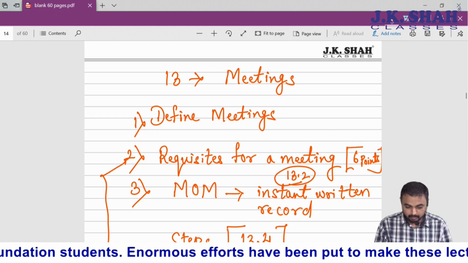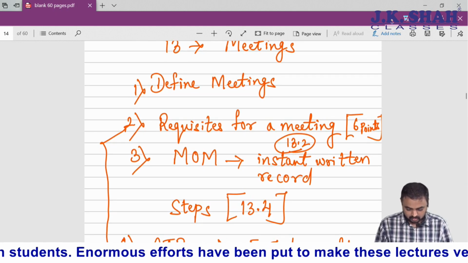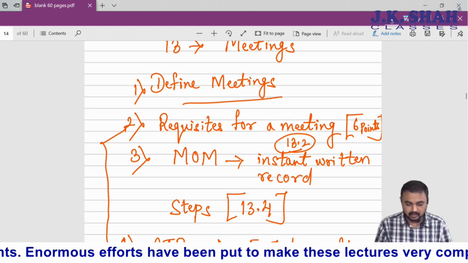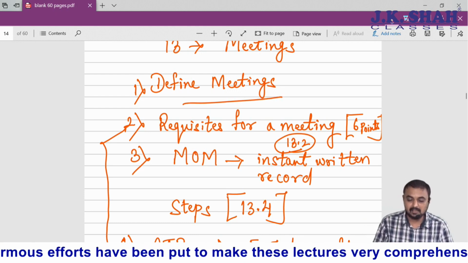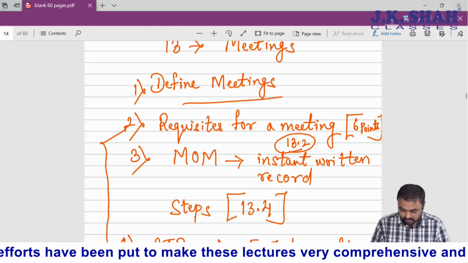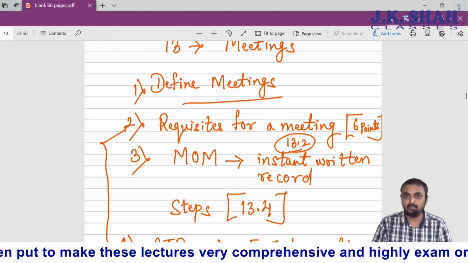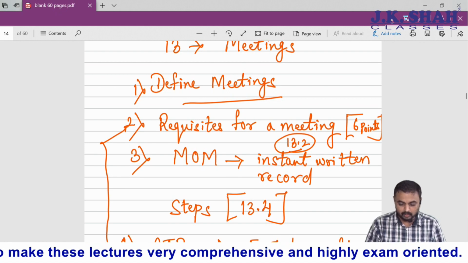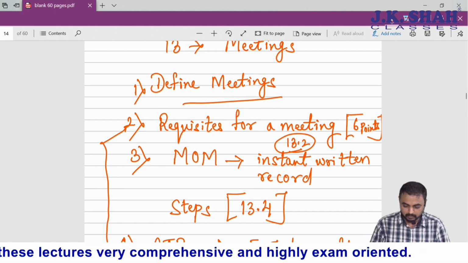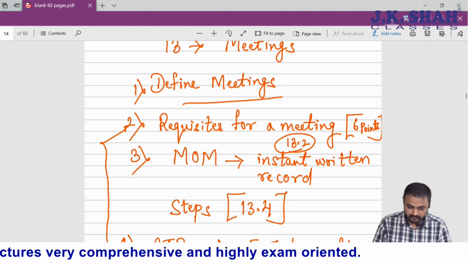Topic number 13, meetings. First one, that is define meetings. According to Business Dictionary, a meeting is defined as formal or informal deliberative assembly of individuals called to debate certain issues, problems and to take decisions.